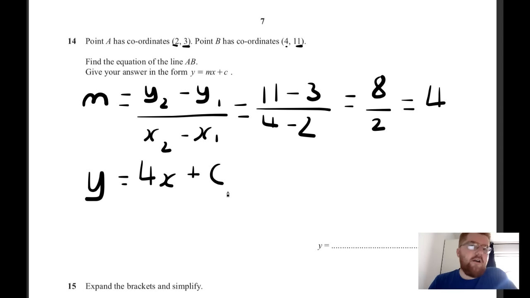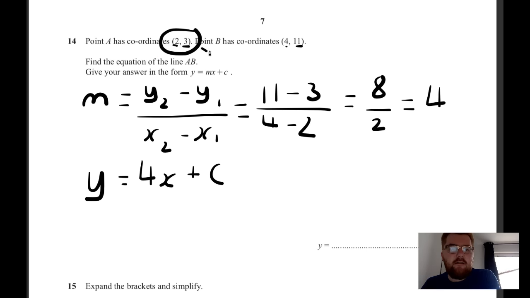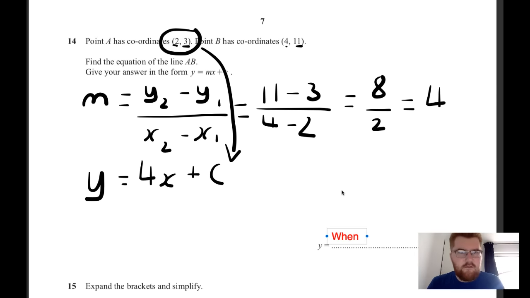The easiest way of working this out is substituting one of these points. I'm going to take this point and substitute those two values for x and y into my basic equation. I'll do this using a text box, probably a little bit quicker. So when x is equal to 2, y is equal to 3, using that coordinate I just mentioned.